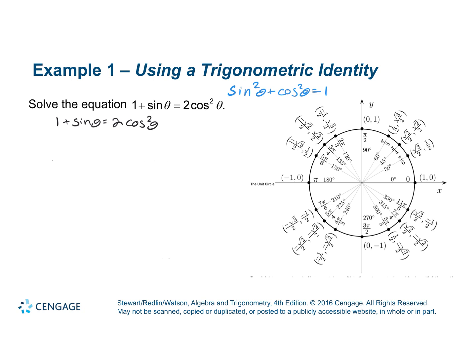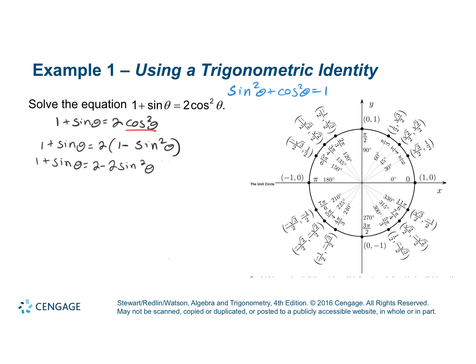So what I'm going to first do is take this cosine squared and change it into 1 minus sine squared. So we're going to be left with, I'm going to rewrite the left side as 2 times 1 minus sine squared of theta. Now I'm going to distribute the 2 to both terms. So I'm going to be left with 1 plus sine of theta equals 2 minus 2 sine squared of theta.